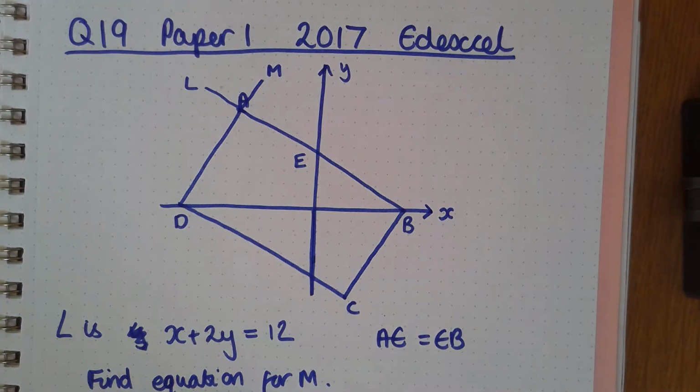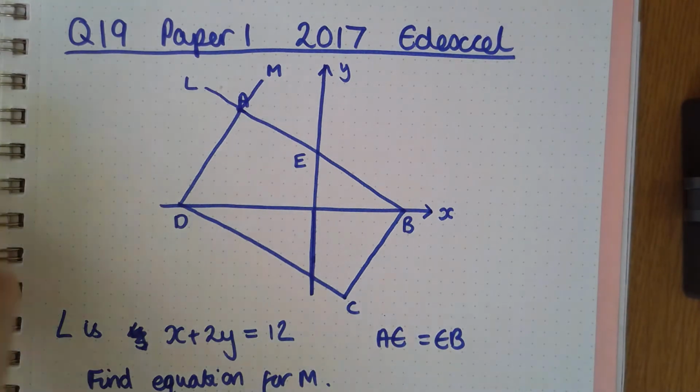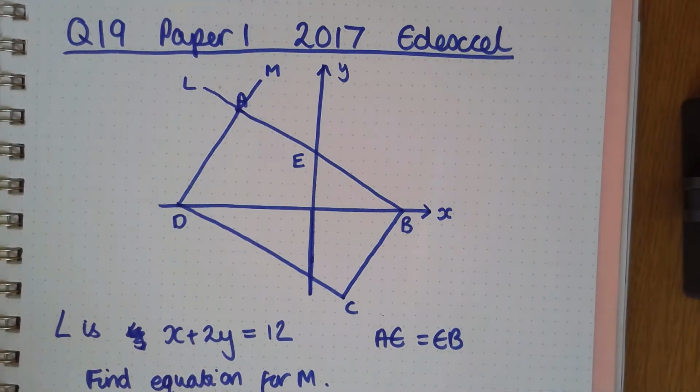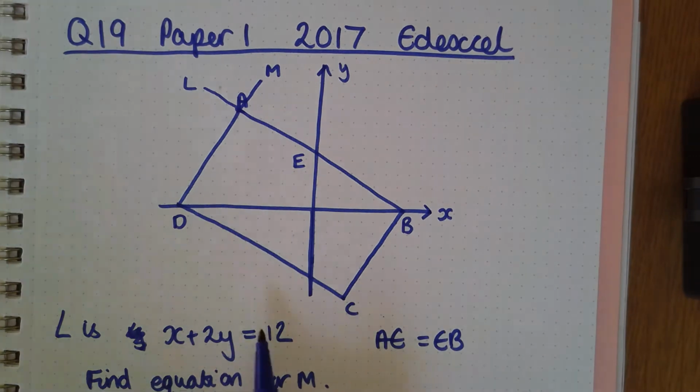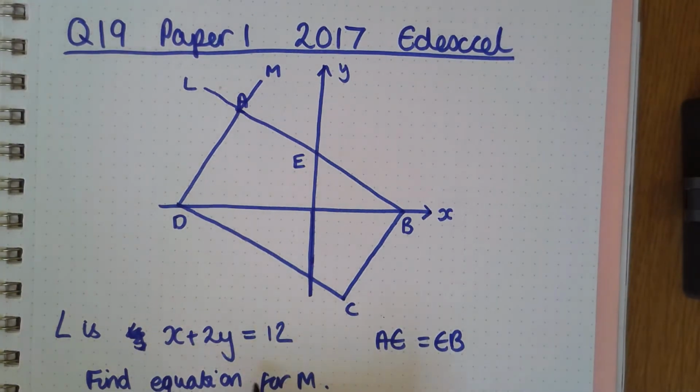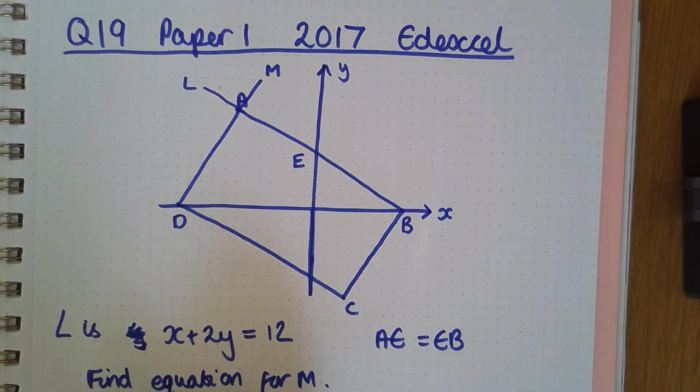Question 19, paper 1, 2017. So I've tried to draw out the question because you need to be able to see it when you're going through this. There's quite a lot of information on the paper. What I would recommend you do is focus first on the straight line, because you're not used to seeing it in this form.